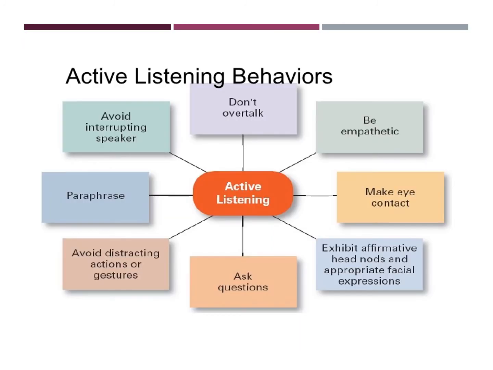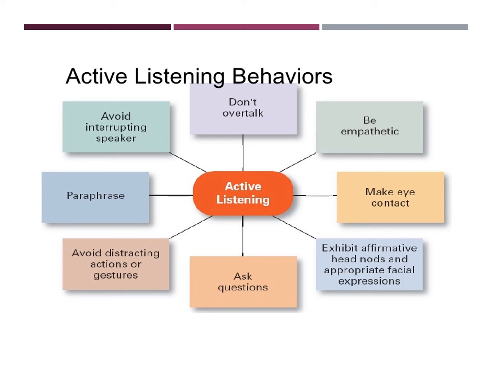Now here we have some active listening behaviours. These are things that we would hope to put in place to show people that we are listening and we're not just hearing. If we start from the top, we will go clockwise all the way around. So it's really important not to overtalk. We need to give other people a chance in the conversation to have their say. We need to be empathetic and put ourselves in their shoes, making eye contact and exhibiting affirmative head nods and appropriate facial expressions like smiles.